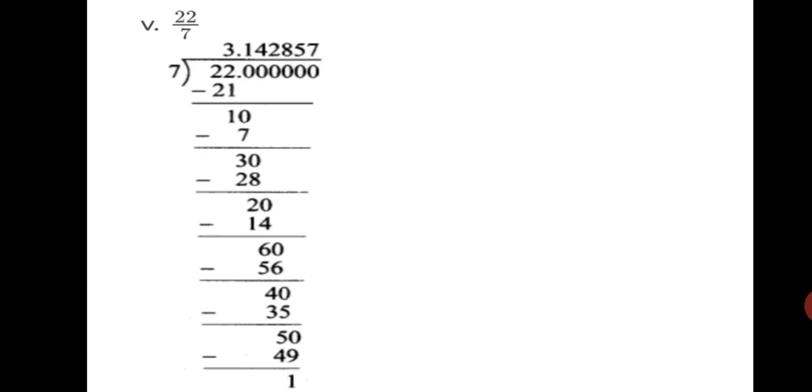And now after 1 you will get, see, suppose you take a 0 and 7 ones are 7. Then your remainder will be 3. 7 4s are 28. Same sequence will repeat. So your answer will be 22 upon 7 is equal to 3.142857, and a horizontal line on top, which shows that all these digits are repeated now in a sequence.